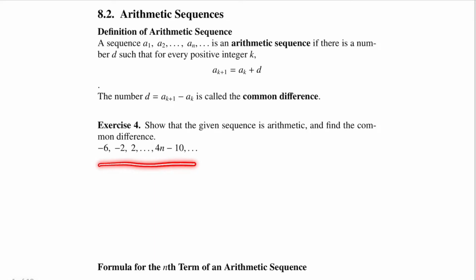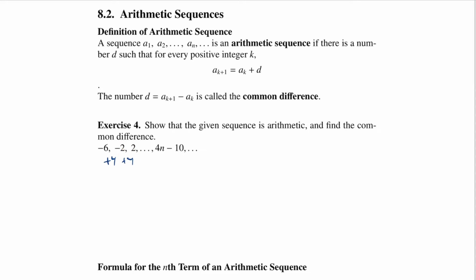If you look at this sequence down below, to get from the first term to the second term, it looks like you're adding 4. Let's see if that is the case for each term. If you add 4, you get -2. If you add again, you get +2, and so on. So that is the common difference.